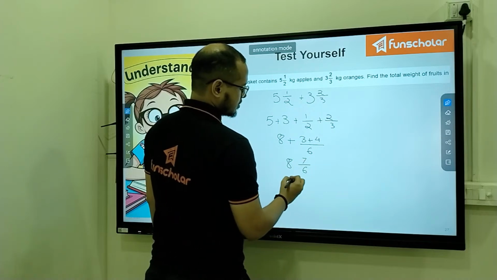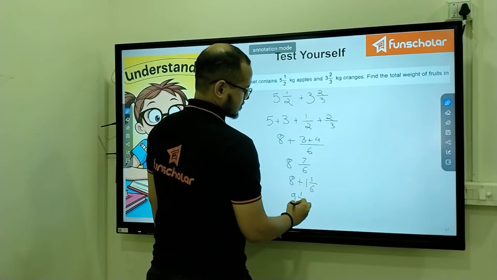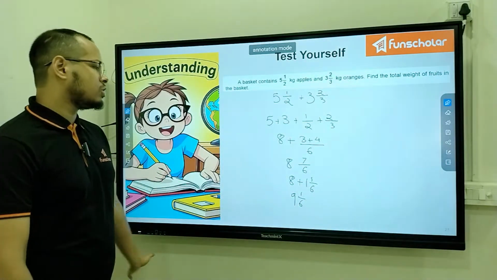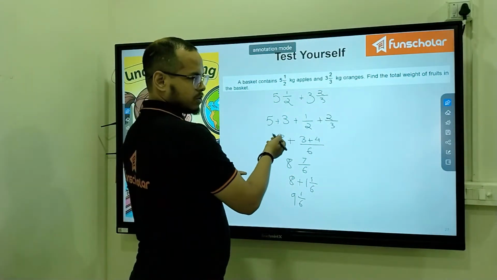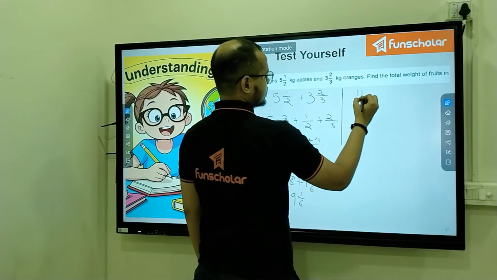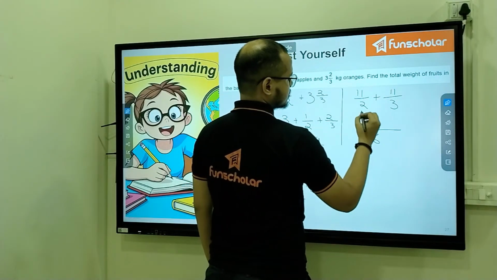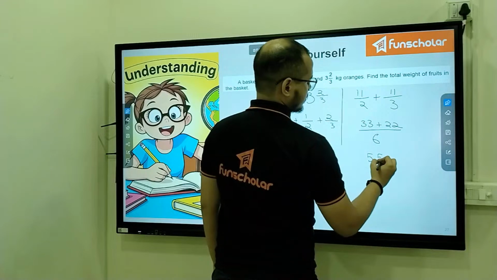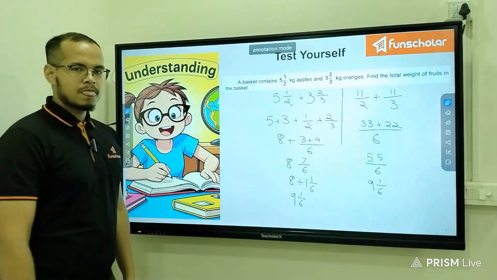Now this converts to nothing but 9 1 by 6. There you go. We did not find the LCM of all those numbers, we calculated this directly. But if you want to solve it in a normal way, we can. So 2 5s are 10, 11 by 2 plus 3 3s are 9, 11 by 3. Similarly 6, 33 plus 22, 55 by 6, 9 and 1 by 6. The same answer.